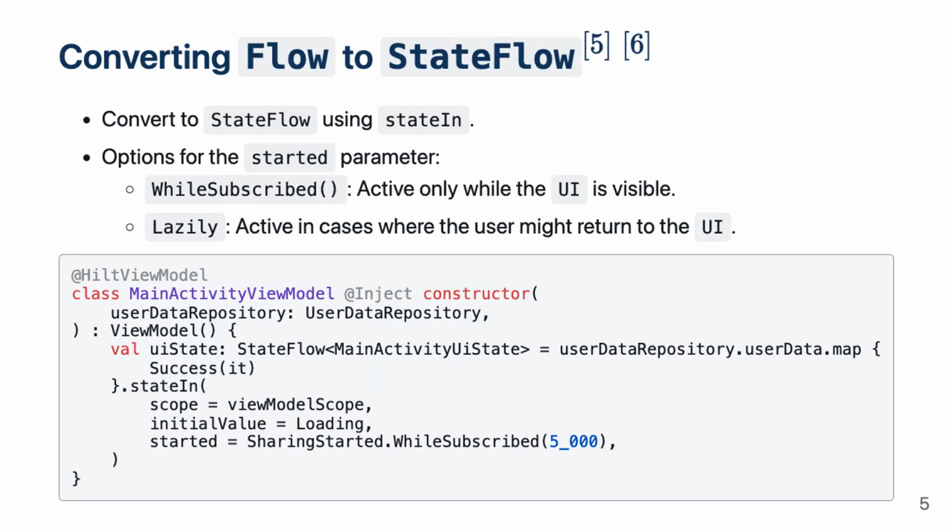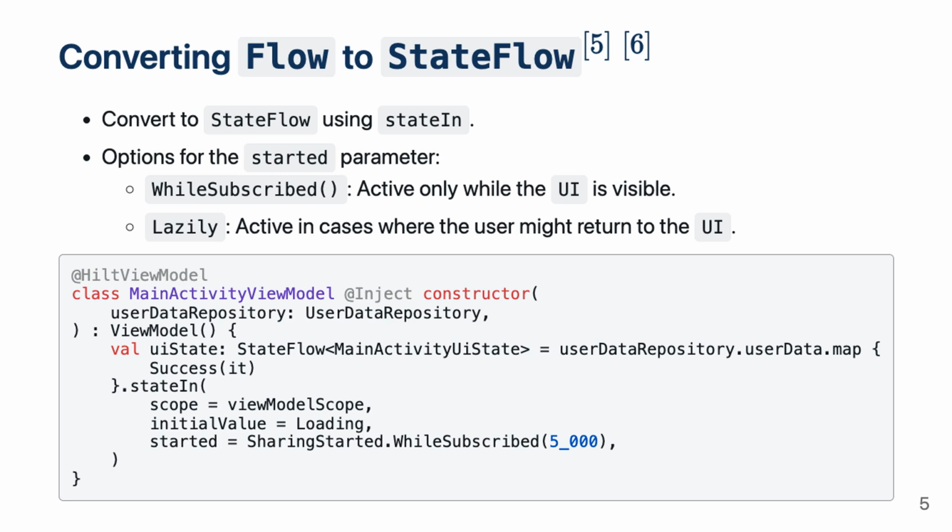Next, we will look at converting flows using state_in. State_in is a method for converting a non-stateful flow into a state flow. As explained earlier, a state flow holds a single state and notifies collectors when there is a change. In this code example, we are converting a non-stateful flow returned by a user data repository into a state flow. Because it is a flow for holding state, you need to specify an initial value to hold.